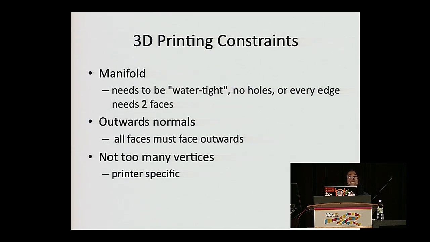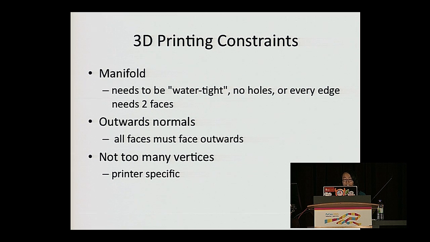So you can't print every 3D object you can think of. There's a couple different constraints you need to keep in mind. One is your object has to be manifold. And this has a very mathematical definition, but you can think of it as your object needs to be watertight, or has no holes in its surface, or roughly that every edge needs to have 2 faces. If it doesn't follow this constraint, a lot of subsequent processes downstream won't know how to handle the model that you have. So that's one constraint you need to keep in mind.